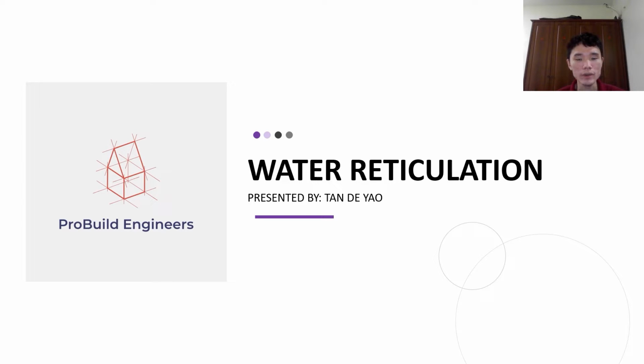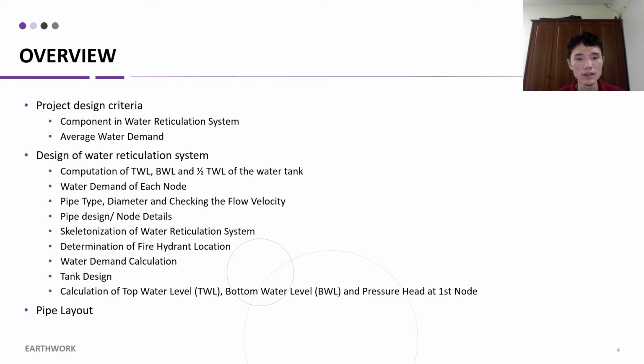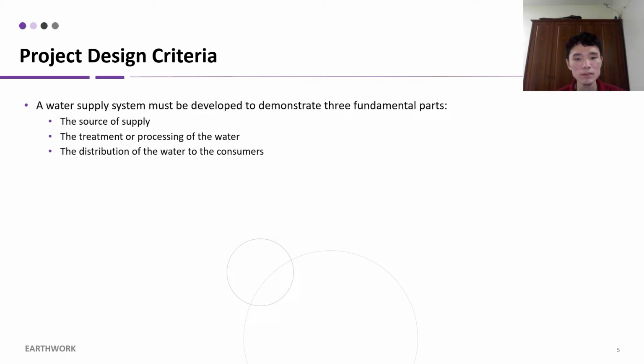Next, I will present the topic of water reticulation. First and foremost, we have to look into the project design criteria. Then, we proceed to the design of water reticulation system and finally the pipe layout. A water supply system must have these parts such as the source of supply, the treatment of water, and the distribution of water to consumers.